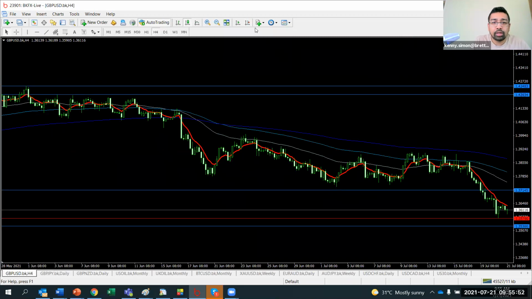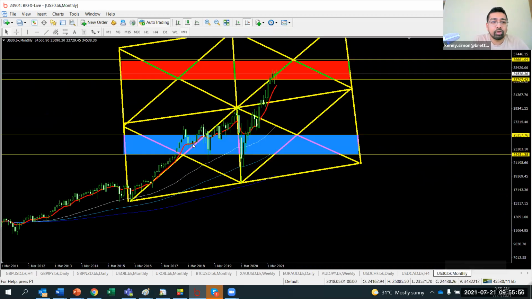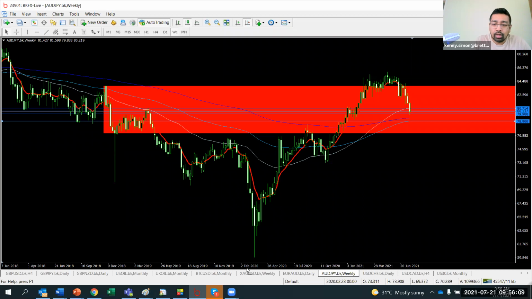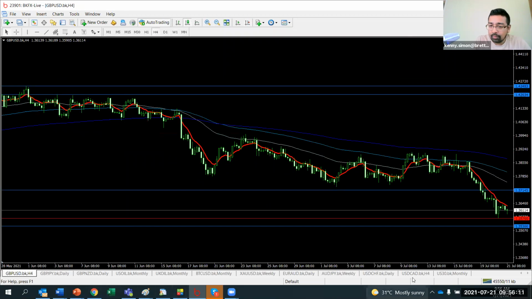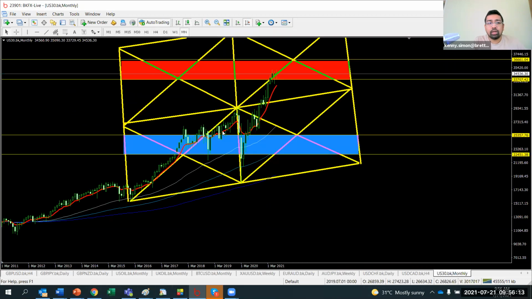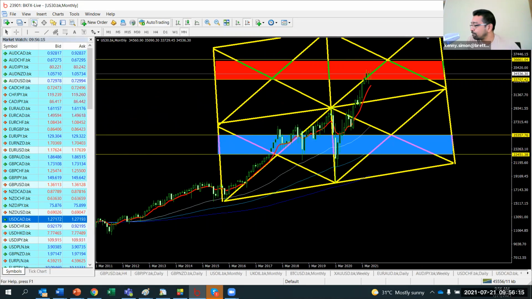GBPJPY, GBP here. Okay, let me add on. I need to get rid of this one right here. Okay, so we need to look into just one or two more pairs. I think the AUDJPY would be nice. We have already seen the AUDJPY right there. So I'm just going to replace this one here with another pair.